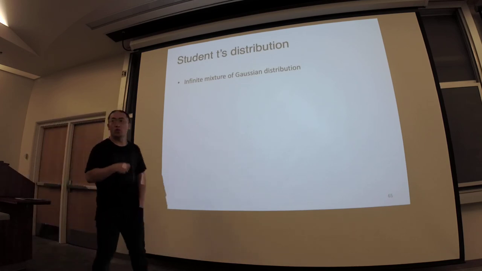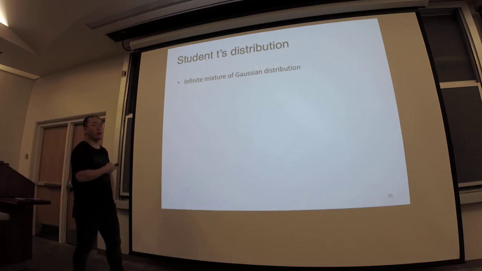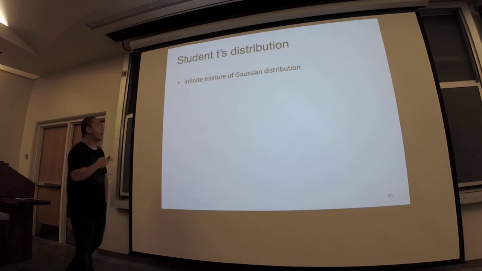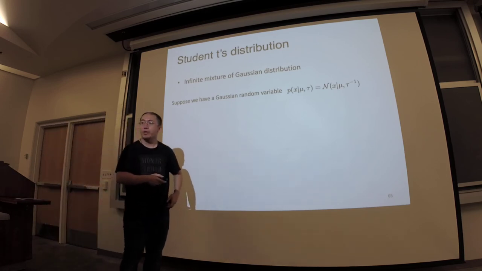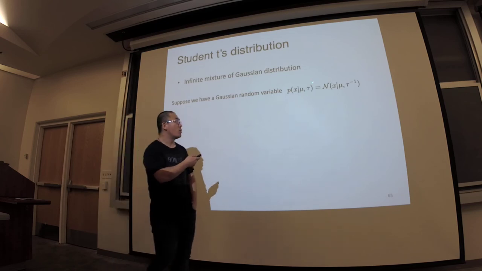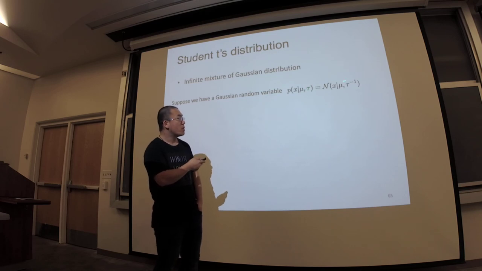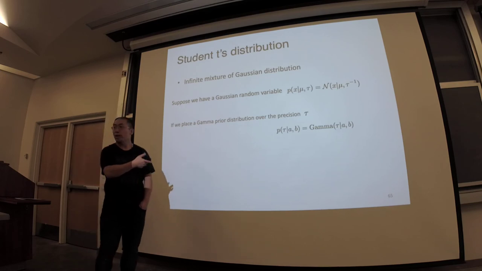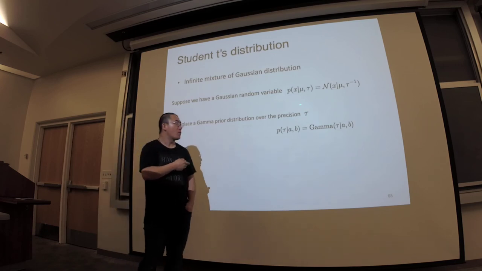So the last distribution you should know is the student t distribution. The student t distribution is also roughly called an infinite mixture of Gaussian distributions. Why? You will see. Suppose we have a Gaussian random variable. We first consider the scalar case. We denote the inverse of the variance, our precision, by tau. And now, if we assign a gamma prior over tau, just as we introduced with the gamma distribution, it can be used as a prior over the inverse variance of your Gaussian distribution.